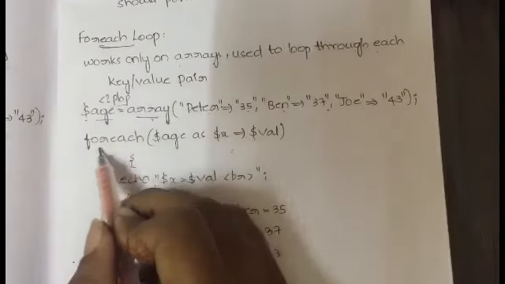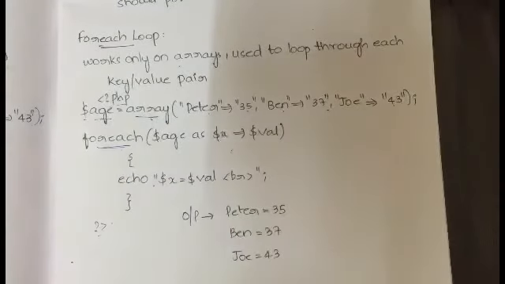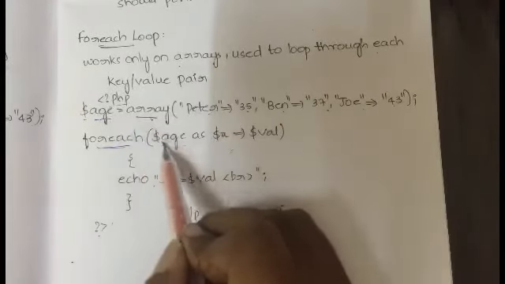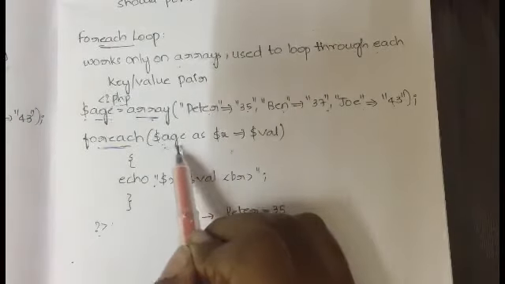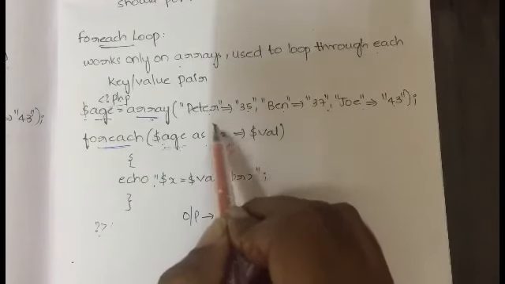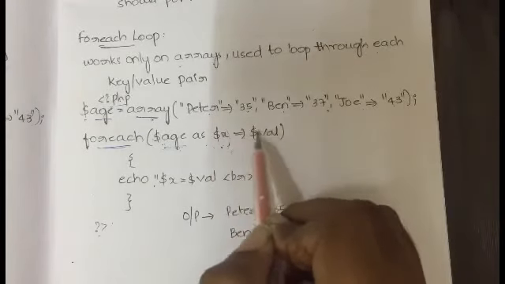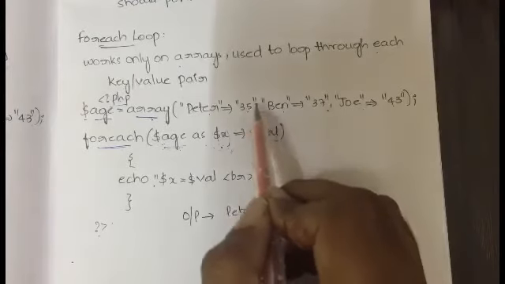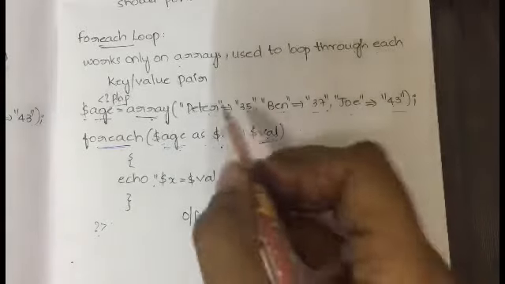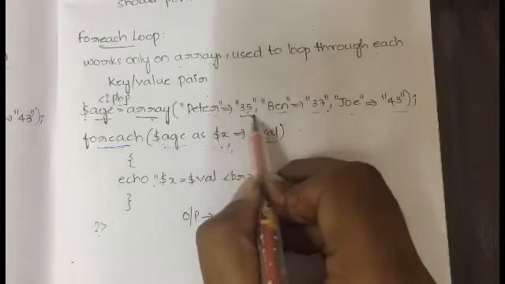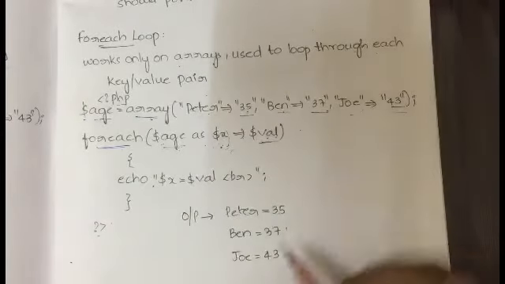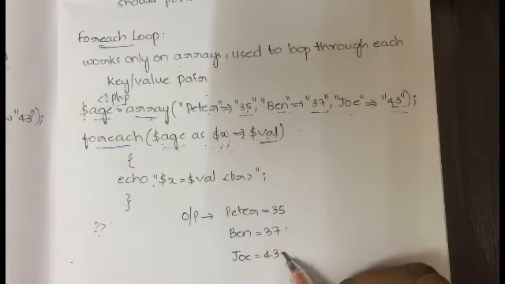Okay, and then we are using the keyword foreach. So here we are using the foreach loop. So $age, that means whatever the elements are there in the $age array, we are storing as $x. Here our $x is a temporary variable. Okay, and $value is nothing but all the values, 35, 37, 43. These are the keys and these are the values. So first it will go to 35, it will print 35. Then in the second step, it will go to 37 and print 37. Then it will go to 43 and then print 43. Okay, this process happens.